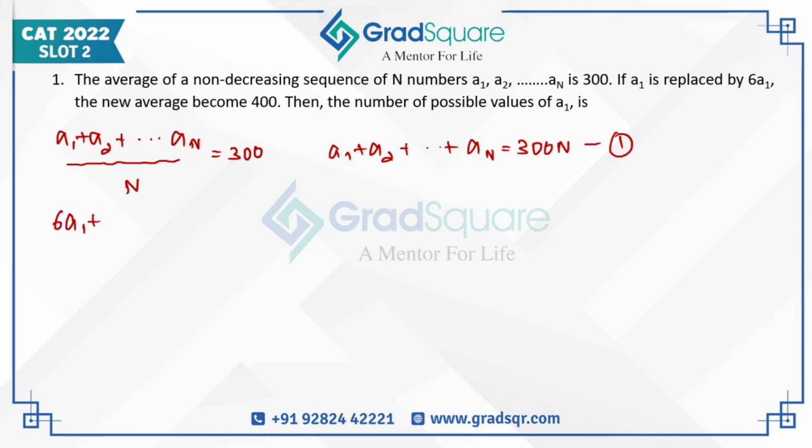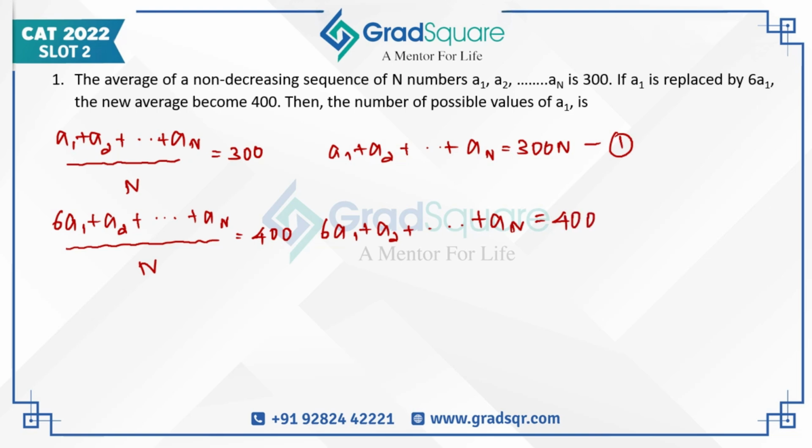That is, 6a1 plus a2 all the way up to an added, when divided by the number of observations, should give me 400 according to the question. So when a1 is replaced by 6a1, the average is 400, which means the total will be 400n, and I'm going to keep this as my second equation.